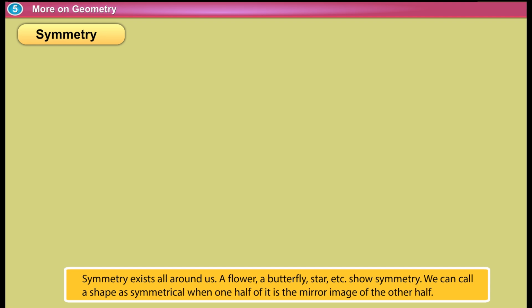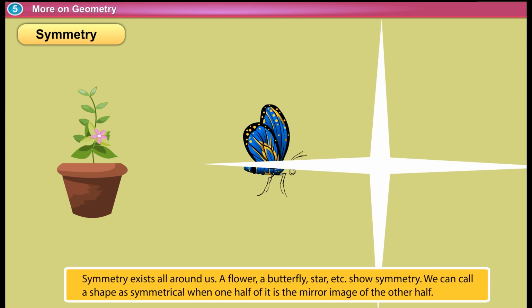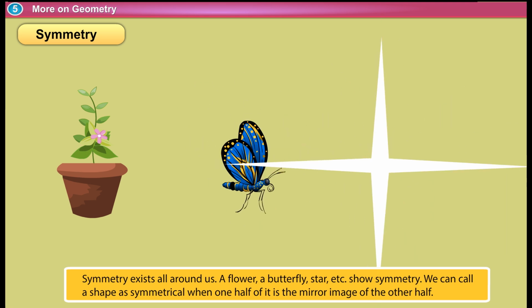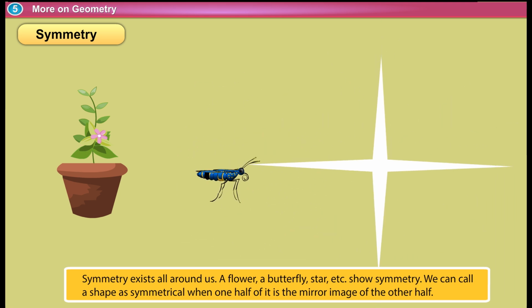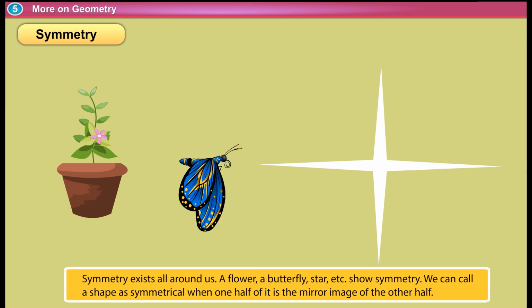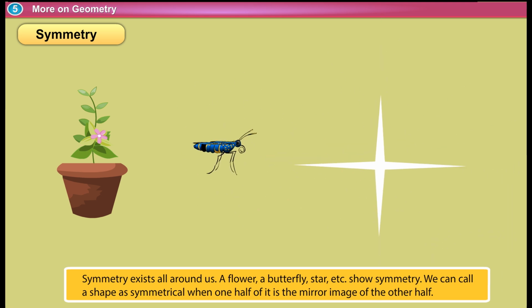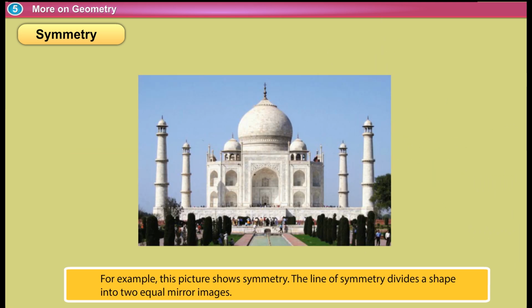centimeters, approx. Symmetry. Symmetry exists all around us. A flower, a butterfly, star, etc. show symmetry. We can call a shape symmetrical when one half of it is the mirror image of the other half. For example, this picture shows symmetry. The line of symmetry divides a shape into 2 equal mirror images.